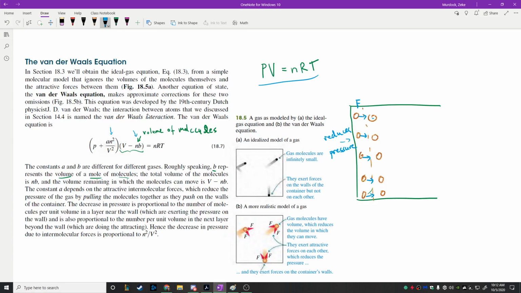And again, a and b are different for different gases, because certain gases are going to have a lot of attractive forces, others won't. I wonder if this works for plasmas as well. Probably not. The way plasmas work is much more complicated. But in a plasma, the forces between the particles are really high, because a plasma is like a gas of ions, and ions have positive charges and negative charges.